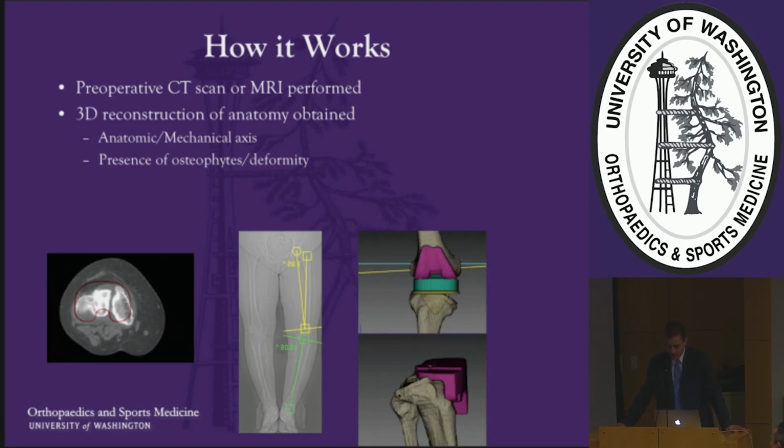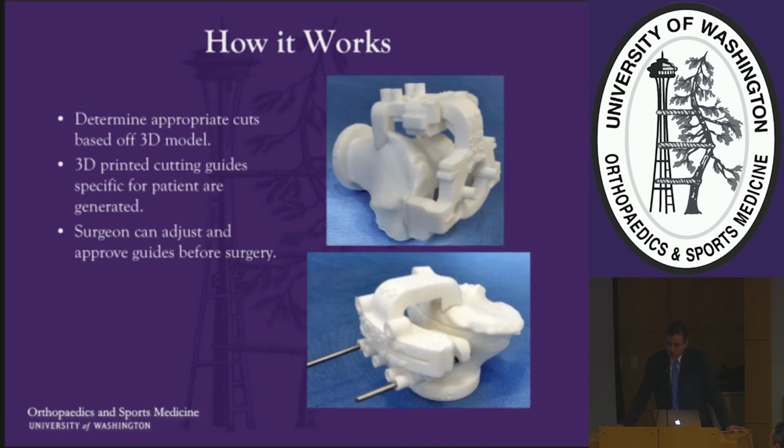Once this is done, the computer, in collaboration with a device company and the surgeon themselves, is able to determine where the appropriate cuts, as well as the positioning and sizing of implants, should be. Once there's final approval by the surgeon, a company can produce 3D printed cutting guides for the tibia as well as for the femur, which is specific for this particular patient. So it matches the patient's anatomy and is able to be put onto the patient intraoperatively using their own deformities and anatomy and create the cuts that are necessary.